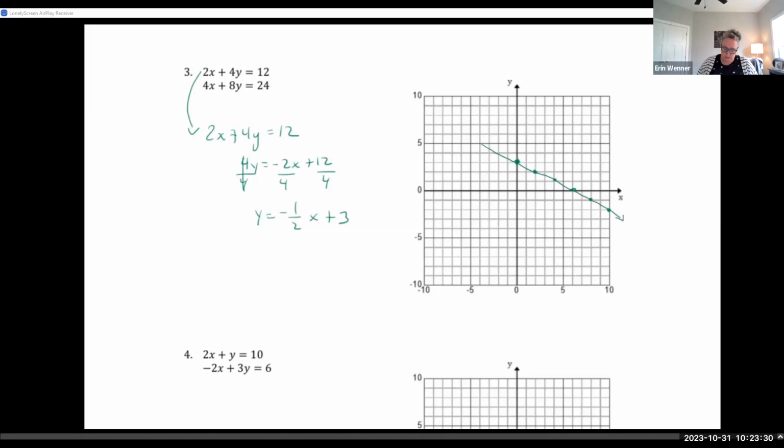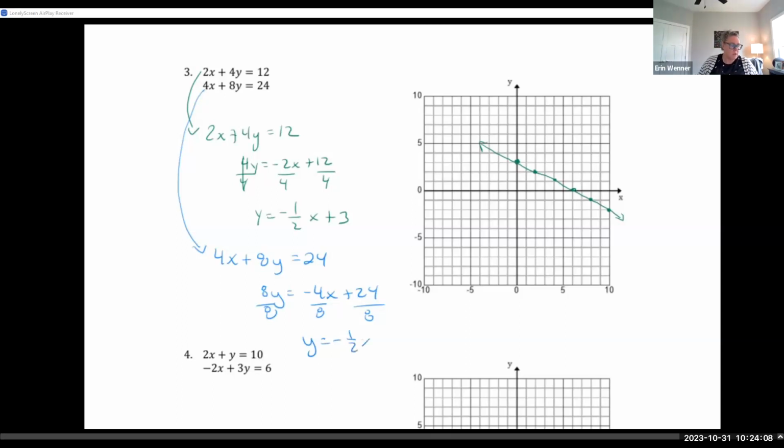If we look at the second equation, we've got that 4x plus 8y equals 24. We're going to subtract the 4x from both sides, giving us 8y equals negative 4x plus 24. Dividing everything by 8, we get y equals negative 1 half x plus 3. So we get the exact same equation. I'm not going to bother to graph it again because we can see we have the same equation.